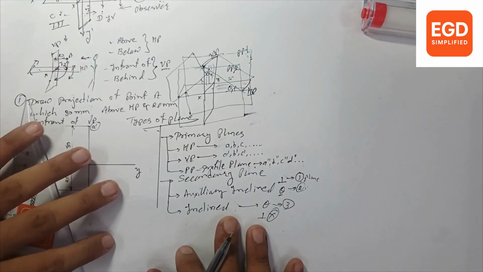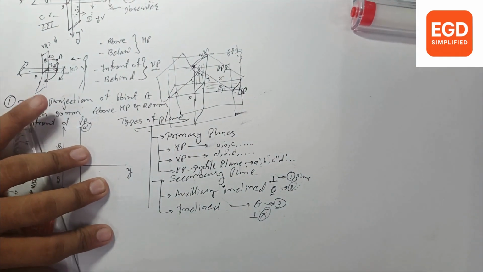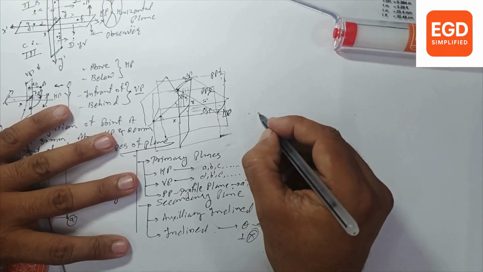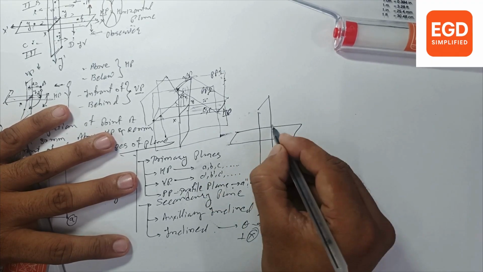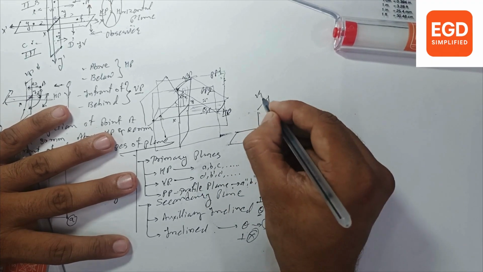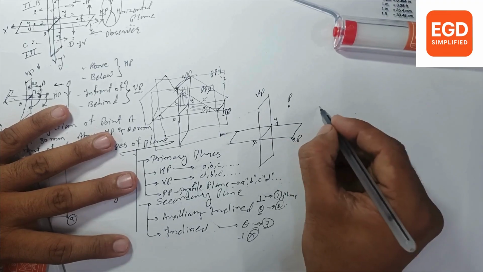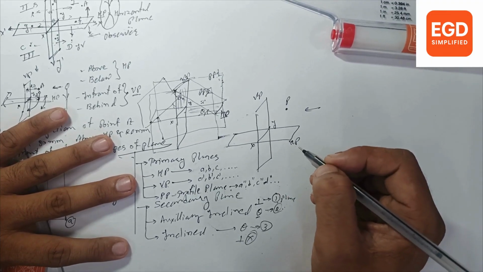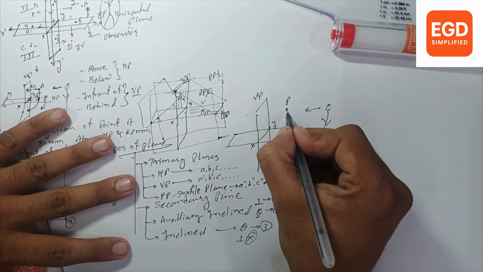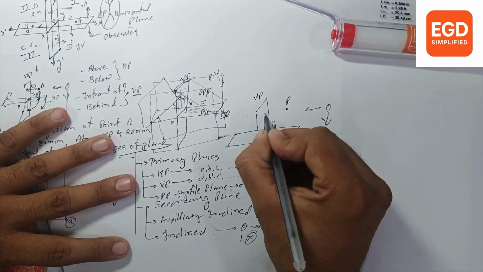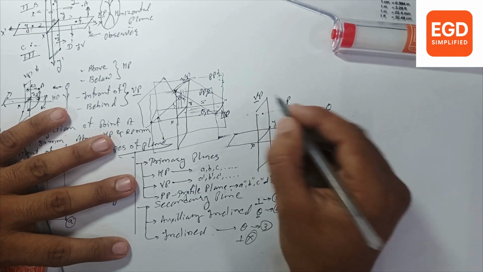So when we see from the front, suppose there are two planes, HP, VP, XY line. Let's say point P is here. When we look from the front side, we are here. When we see from this side, we are going to plot the front view, its projection over here on VP.